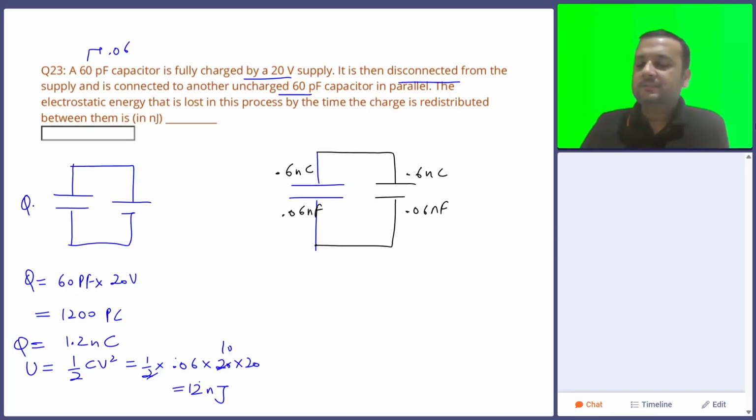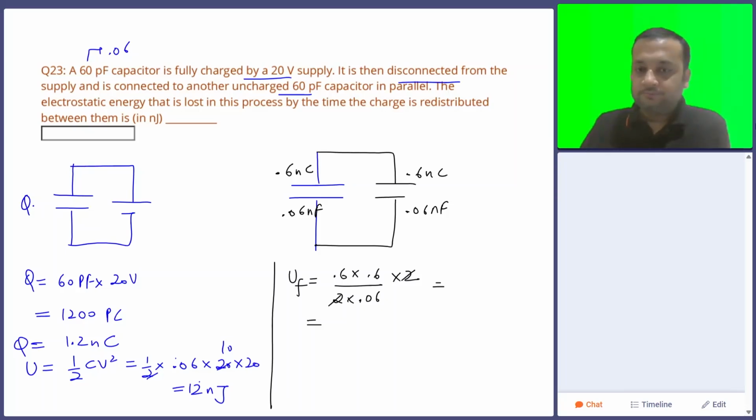So what is the total energy now? So energy of one capacitor is Q square by 2C. That means 0.6 into 0.6, this is the Q square by 2C. C is 0.06. This is the energy of one capacitor, and we have to multiply this by 2. So this is the energy remaining after distribution. So if you see how much we will get, 2 gone, and this becomes how much? If you multiply by 100, so 6 into 6 divided by 6, that means 6 nanojoules. 6 nanojoules is the energy remaining after distribution.